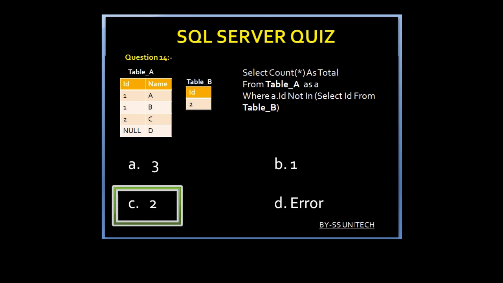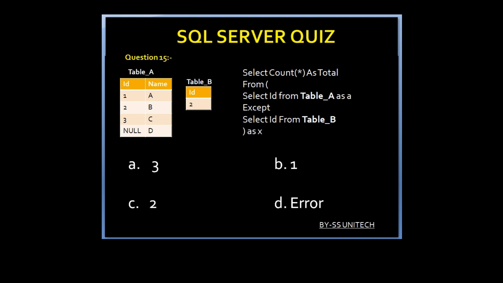So time up. Option C is true. It will return only 2 rows which have ID 1, because null values will not be returned while using subqueries. So let's move to another question, and this is your last question. So your time starts now.